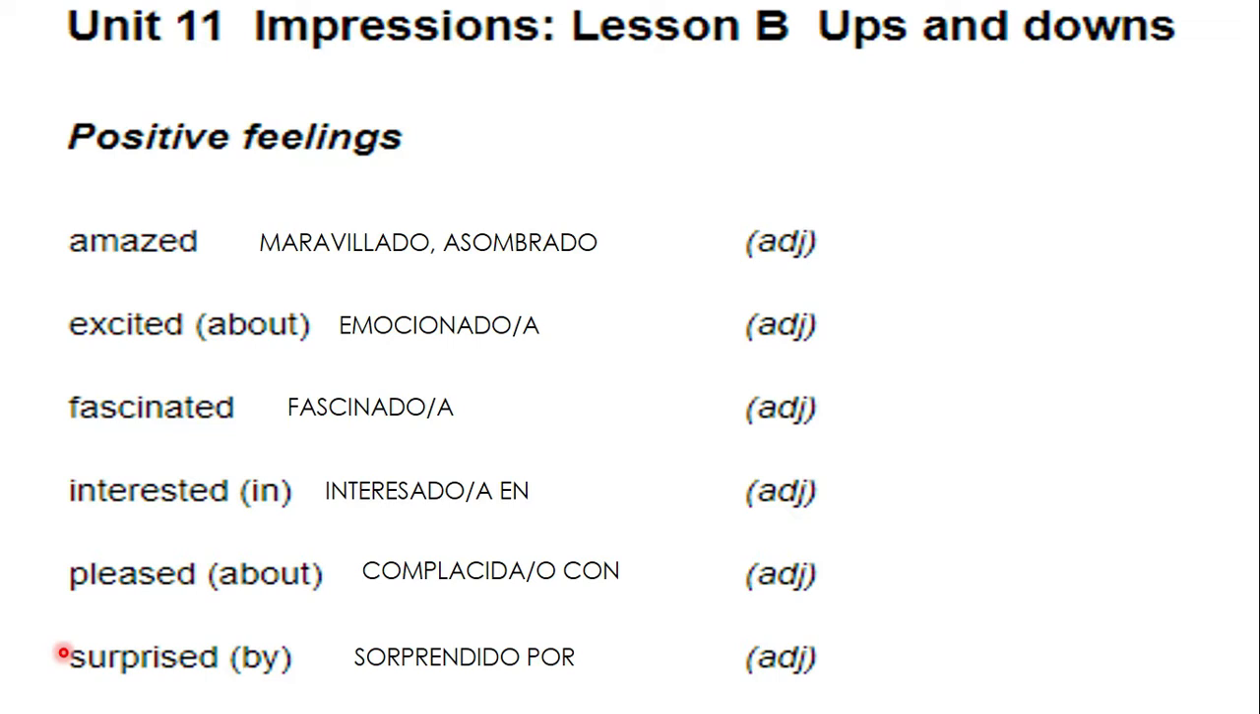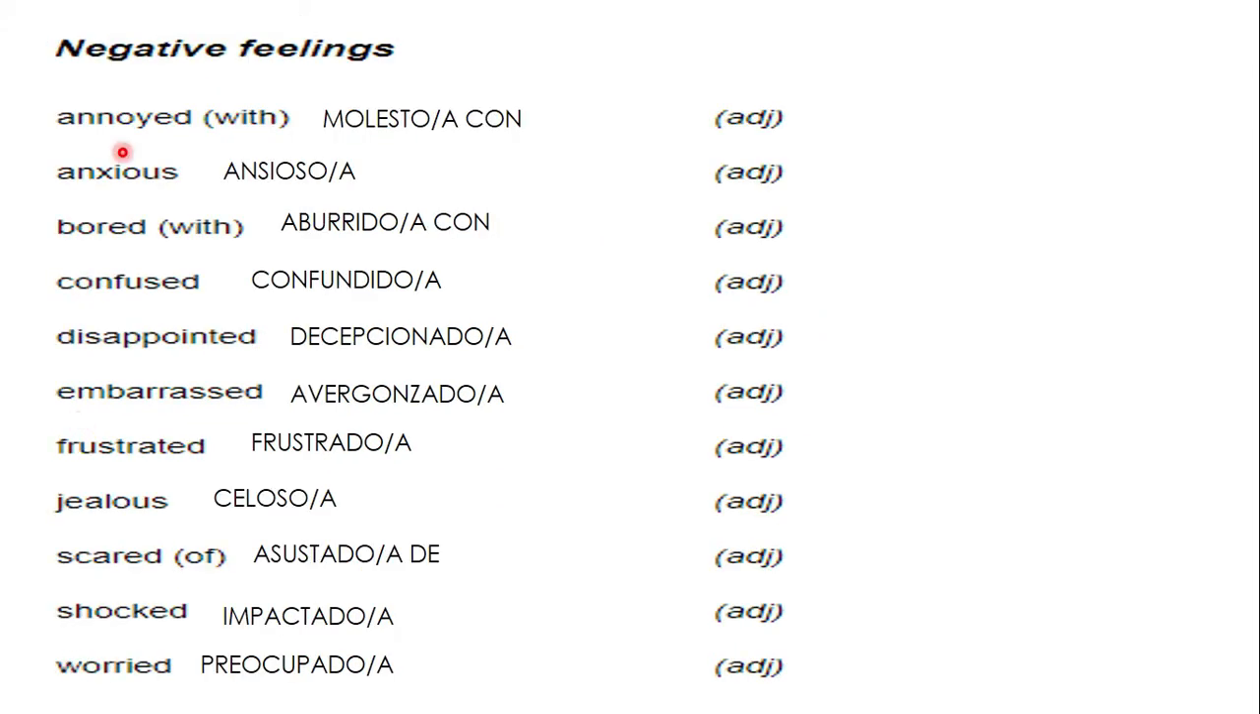So these are adjectives to describe how a person feels. Estos adjetivos sirven para describir cómo se puede sentir una persona. Amazed, excited, fascinated, interested, pleased, or surprised. Now, negative feelings to describe how a person feels.